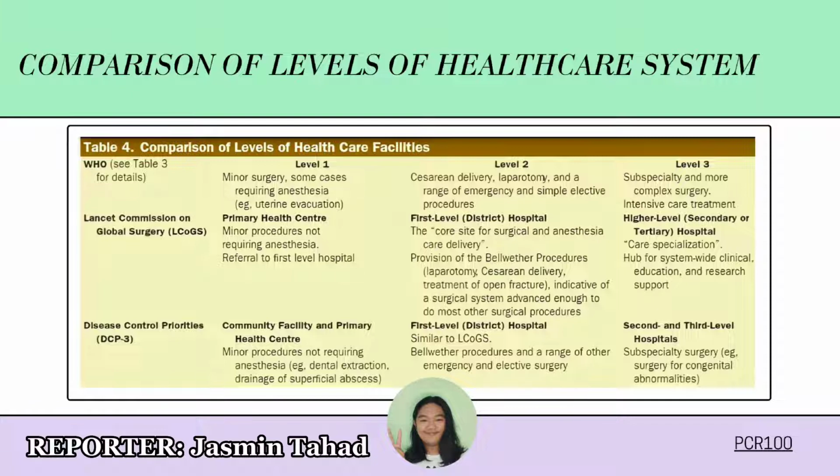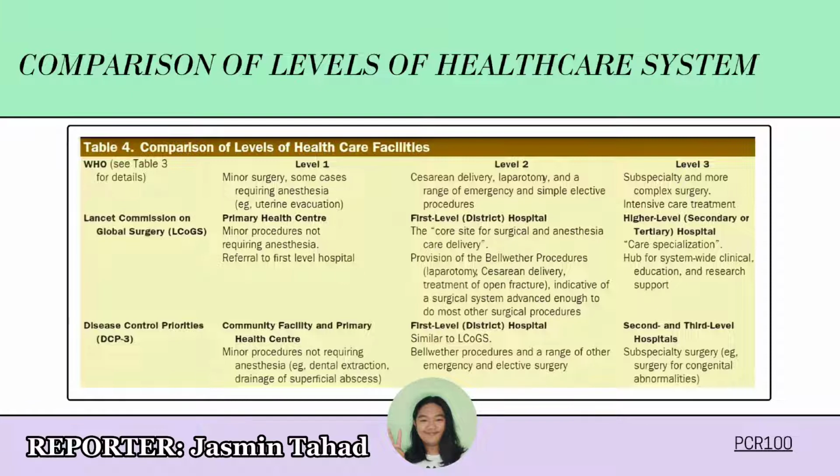According to the Lancet Commission on Global Surgery, the level 3 facilities, or what they call the higher level secondary or tertiary hospital, should have care specialization hub for system-wide clinical education and research support.